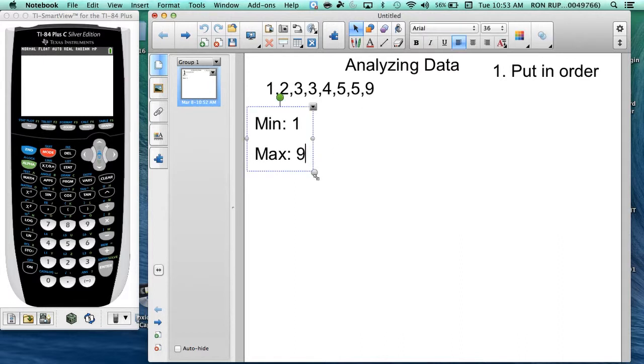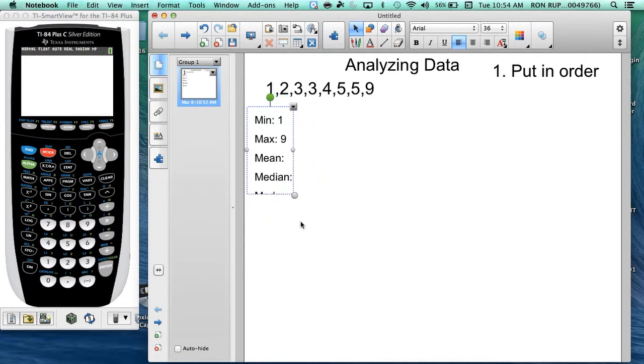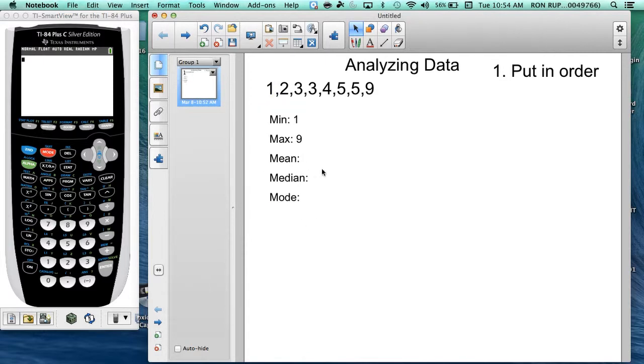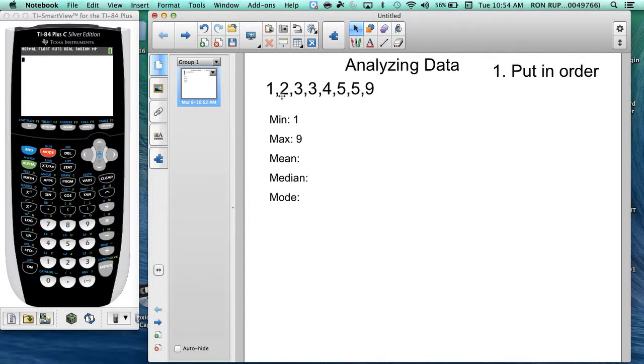Next, I want to talk about the measures of central tendency. That's your mean, your median, and your mode. And like I said, largely this should feel like review because most of it is. And so to find the mean, you're just going to take the average. So you're going to add all of these numbers up and divide by the total numbers that there are.